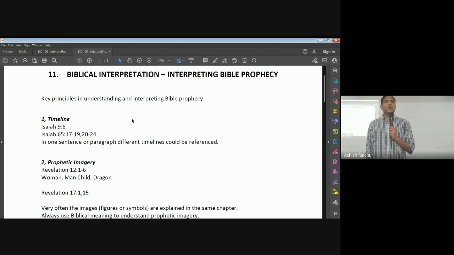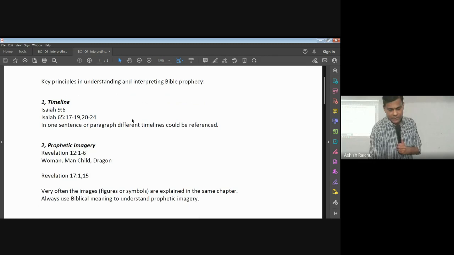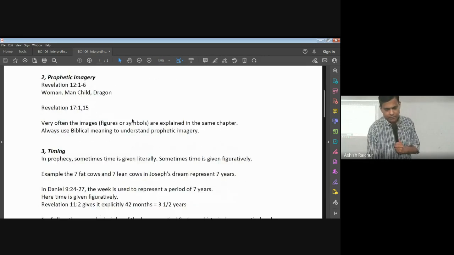Yes, no, maybe, thinking about it. You understood? So he's talking about the millennium first, millennium and new heavens, new earth, just that it's given in a different order in these prophetic words, right? So these are just examples where understanding the timeline is important for us to interpret Bible prophecy.